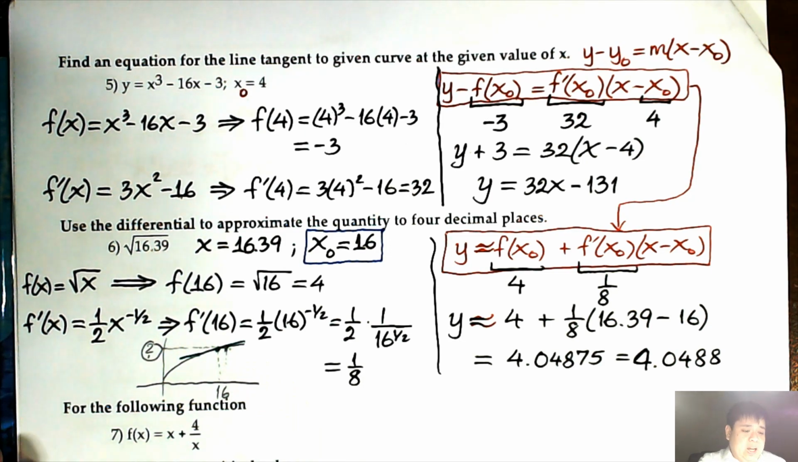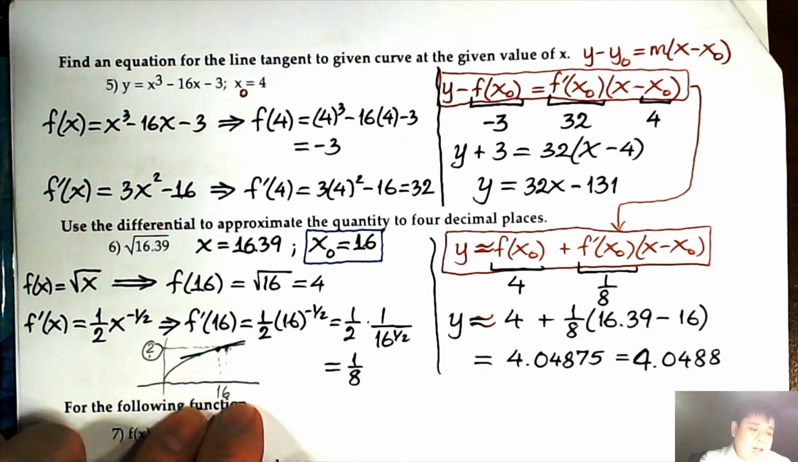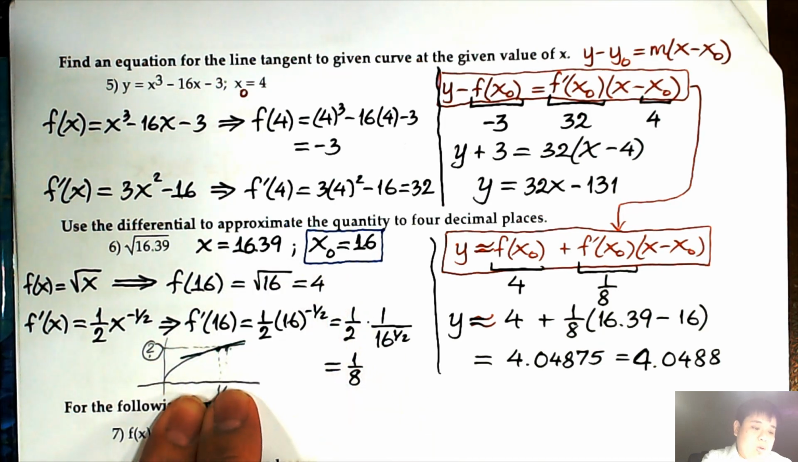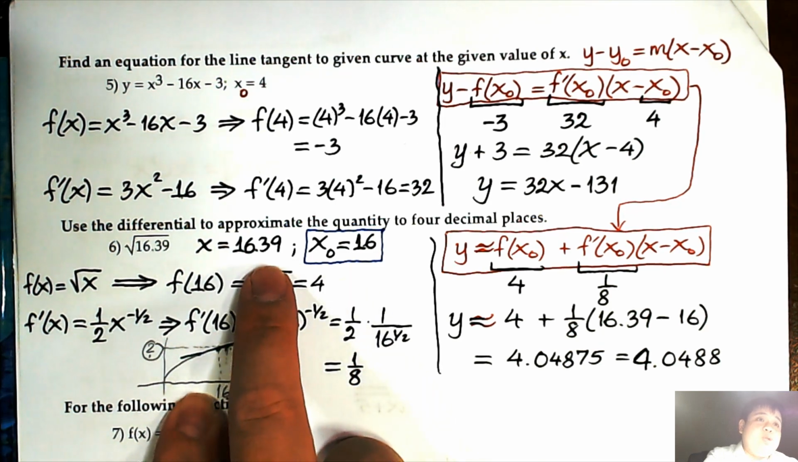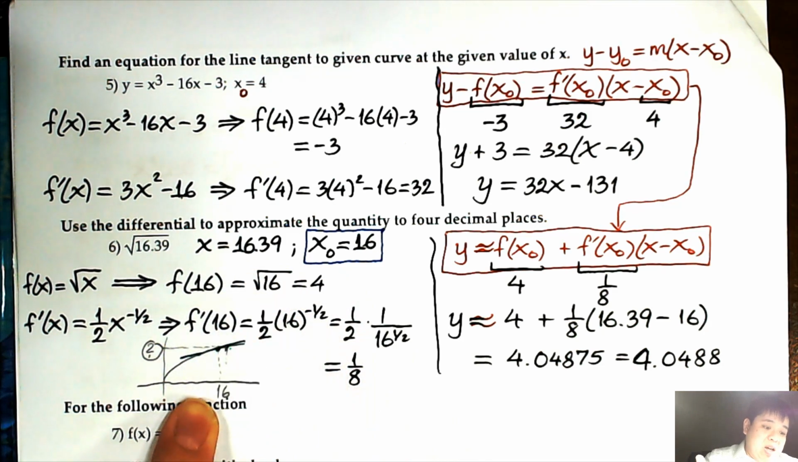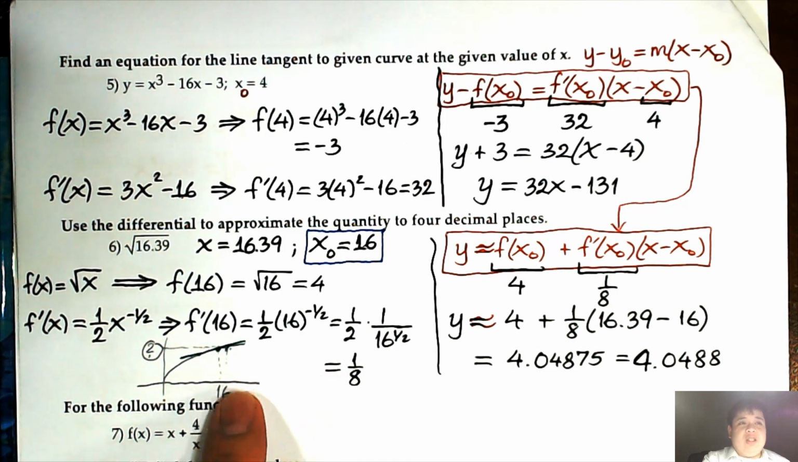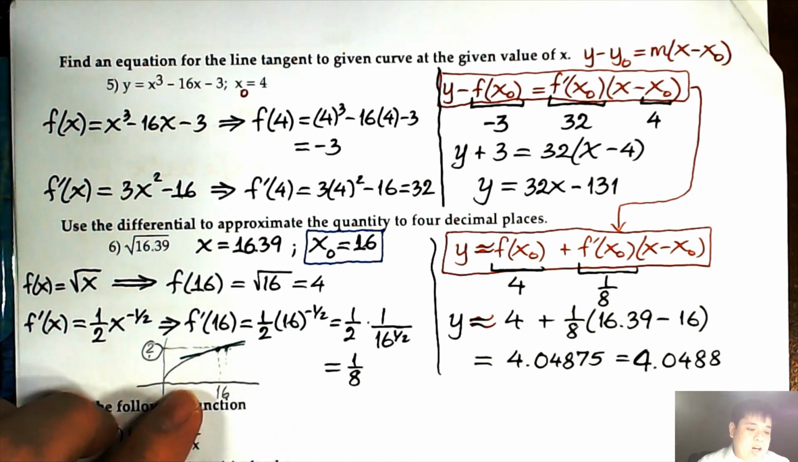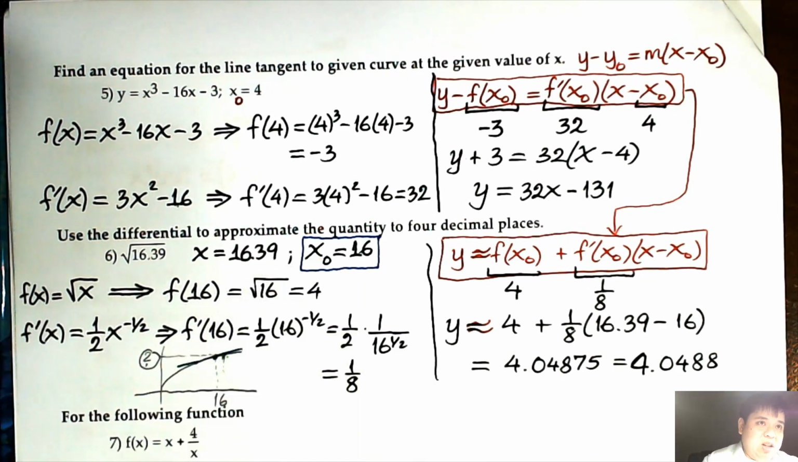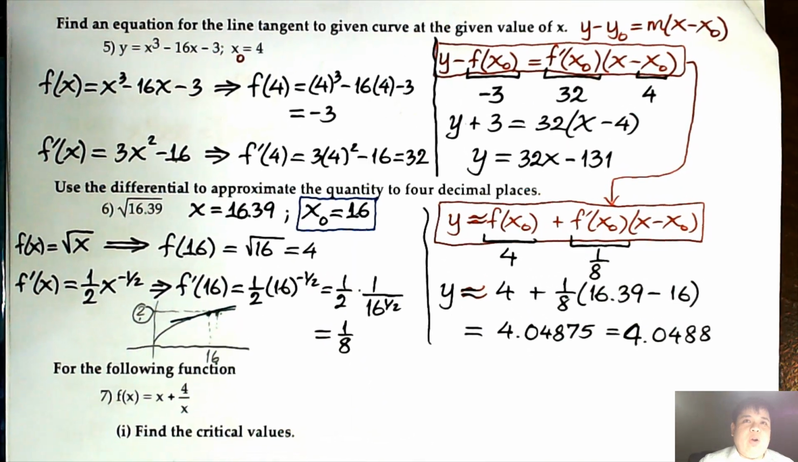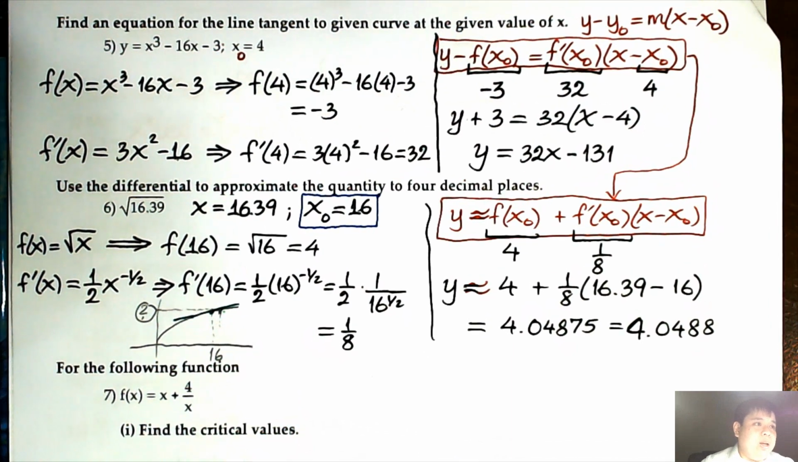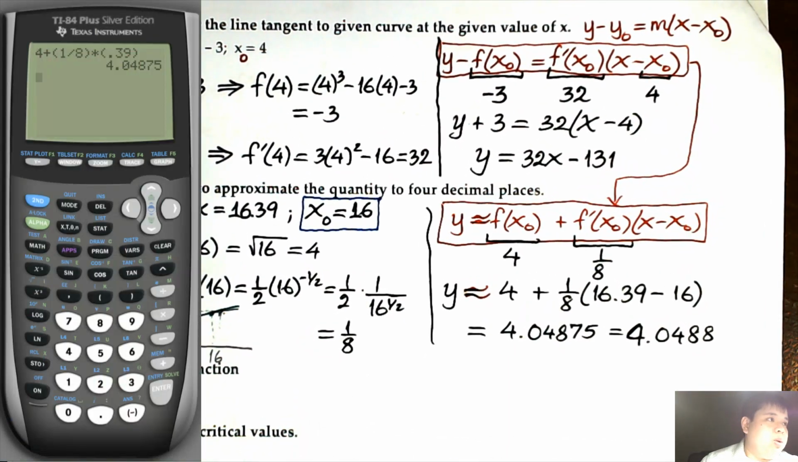It only works if the point is extremely close to x0. So that's why 16.39 is good. If we estimate like 20.5, it is way out here. It's not good because it's not close to 16. So it has to be very close to the point where we have the nice values. Otherwise, it will not work as well. Since we have the calculator, if we want the square root of 16.39, as you see, those numbers are pretty close.